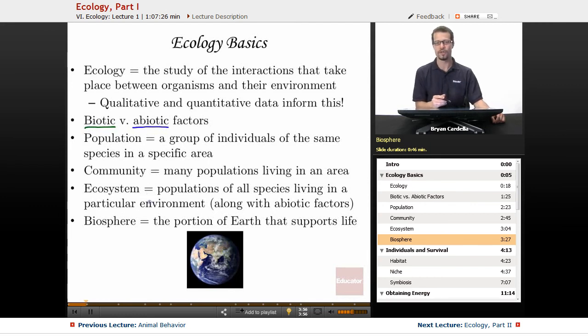If you're wondering about the term biome, if you've heard about biome, B-I-O-M-E, well, the different kinds of ecosystems are called biomes. So we'll cover the biomes later on in this course.